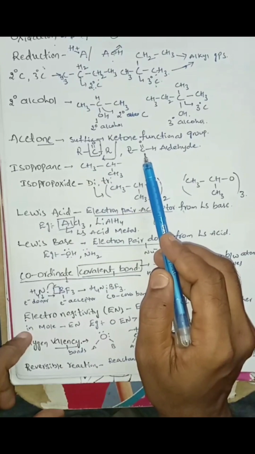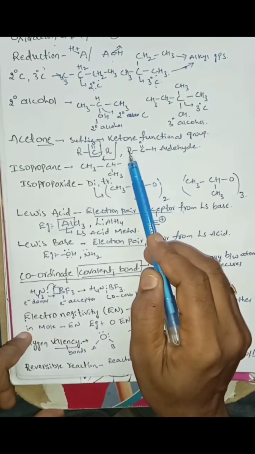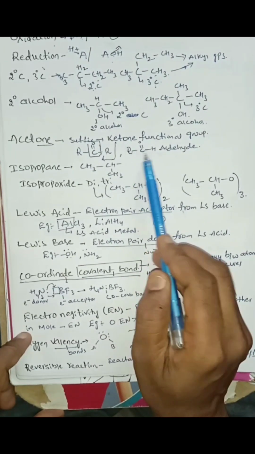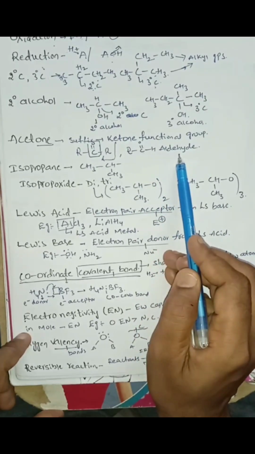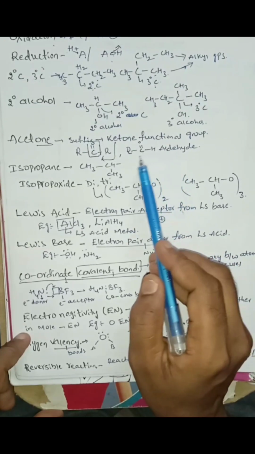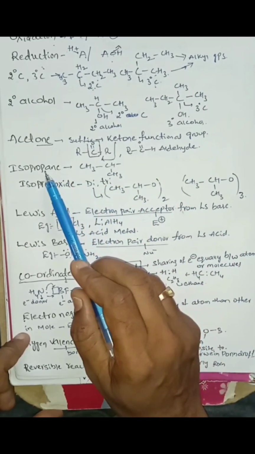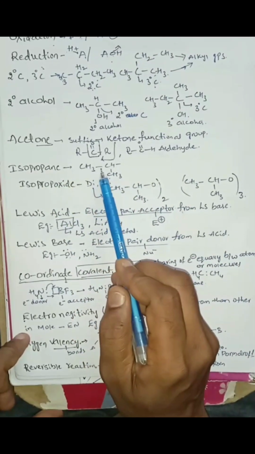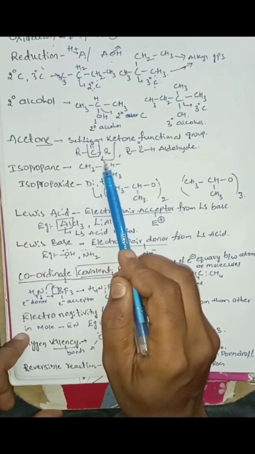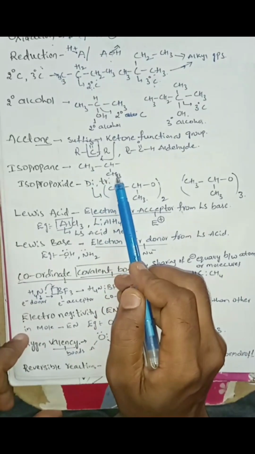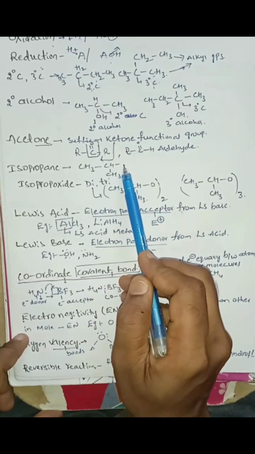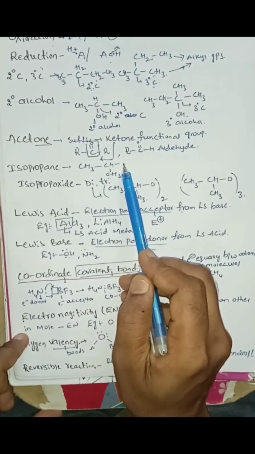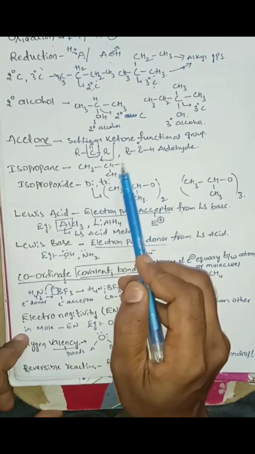Next, if on one side of the carbonyl group there is an alkyl group or any substituent and on the other side hydrogen is present, that is an aldehyde. Acetaldehyde is an example. So next, isopropyl. In isopropyl, to the CH group two methyl groups are attached. In this place any atom or group can be attached.